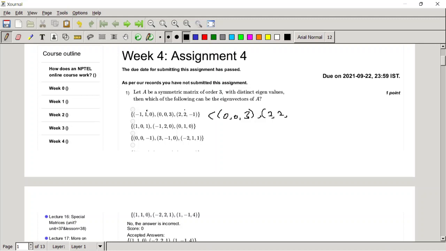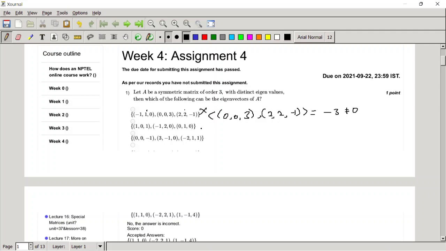0 0 3 and 2 2 minus 1. I'm just checking whether these two vectors are orthogonal or not. By the standard inner product we have this equal to -3, which is not equal to 0. So this set is not the set of eigenvectors of A. So this is not the correct option.